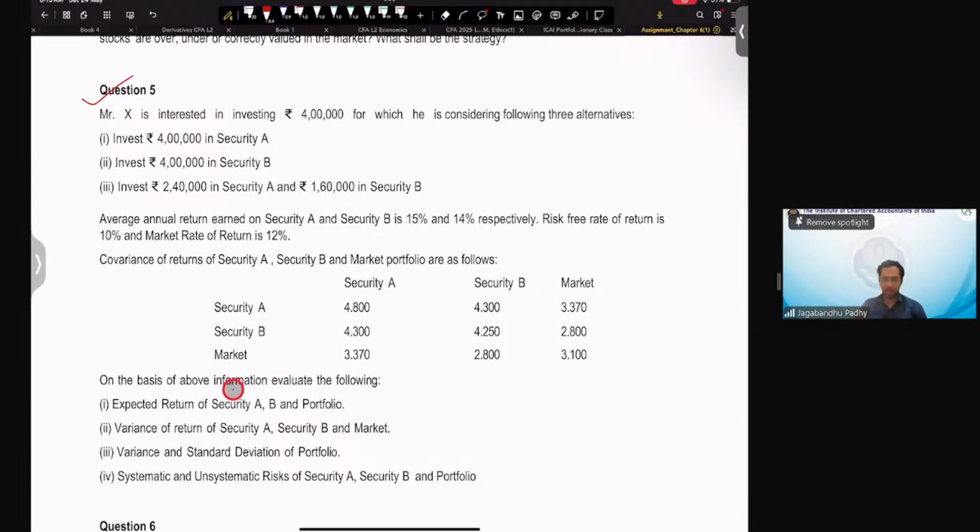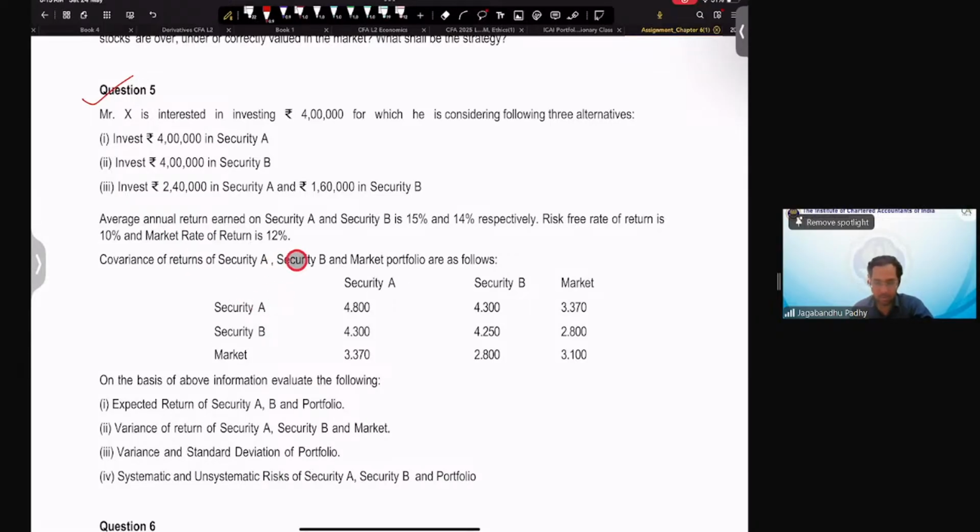On the basis of the above information, evaluate the following. Expected return of security A, B and portfolio. Variance of return of security A, security B and market. Variance and standard deviation of portfolio. Systematic and unsystematic risk of security A, B and portfolio. So X is interested in investing 4 lakh, and we want to first get the expected return of A, B and the portfolio.